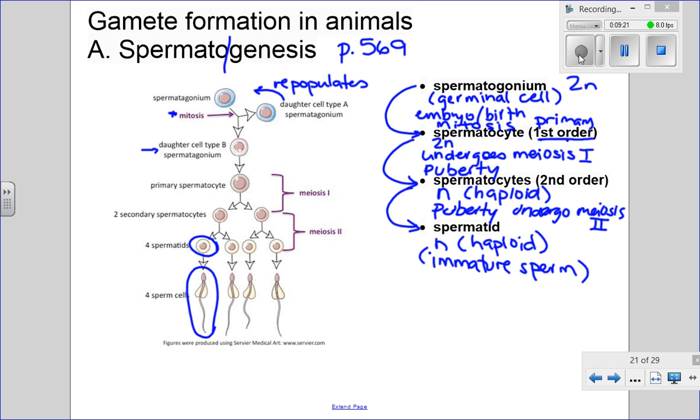Now, does anyone want to ask any questions about sperm? I want you to notice very specifically that there are 4. And I'm pointing this out because when we go on to the next slide, where we're doing oogenesis, which is how eggs are produced, there will not be 4.